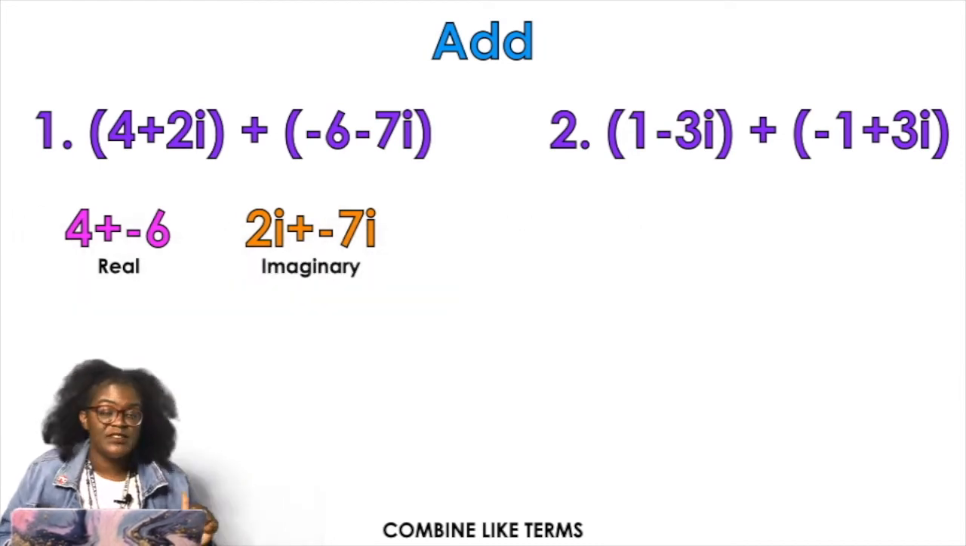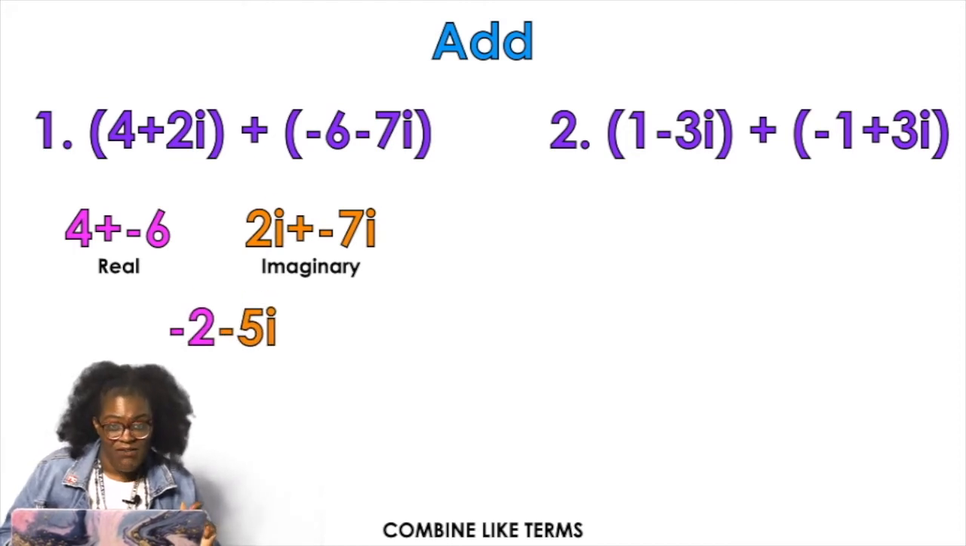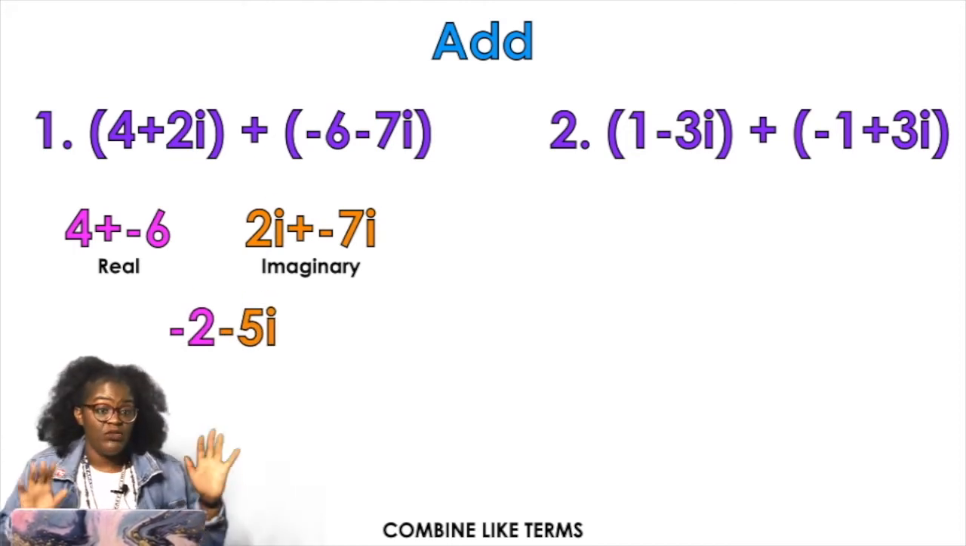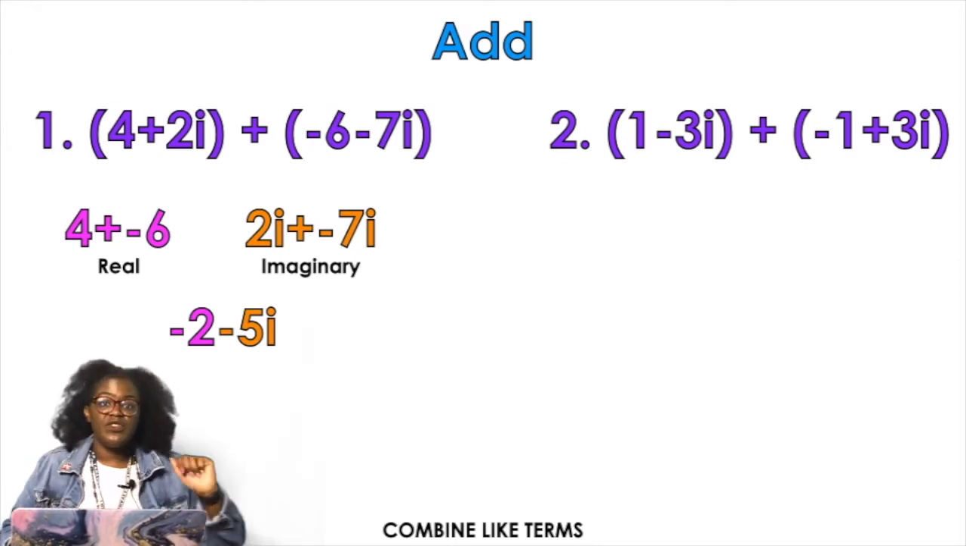Fake recognize fake. So I'm going to get negative 2 minus 5i. And that's my final answer. Real plus real, real recognize real, imaginary plus imaginary. So do the next one on your own.